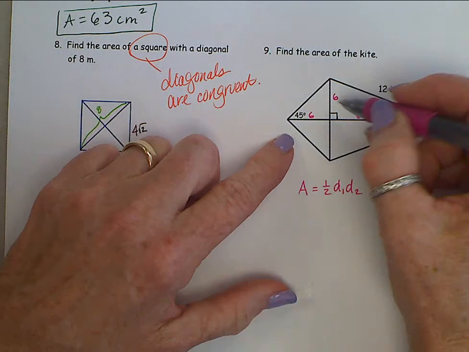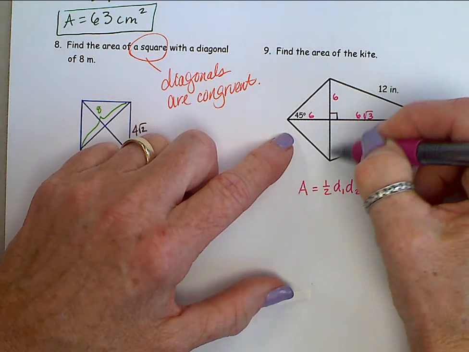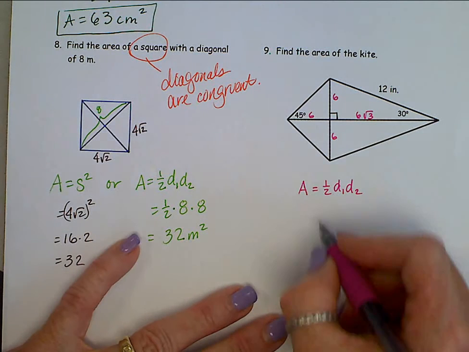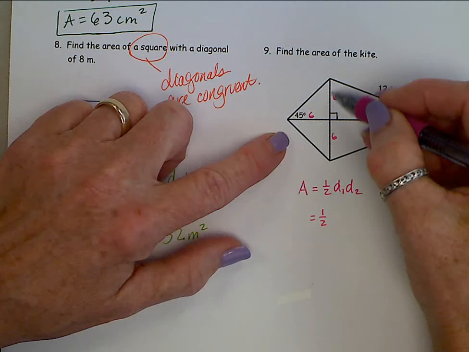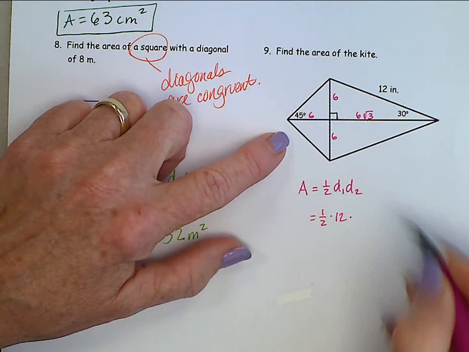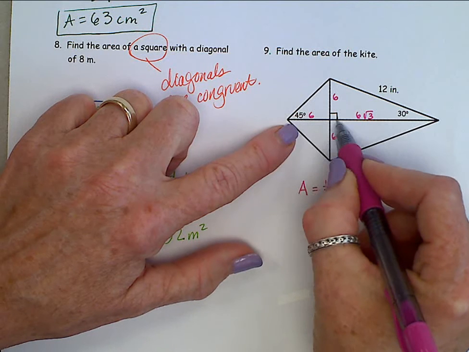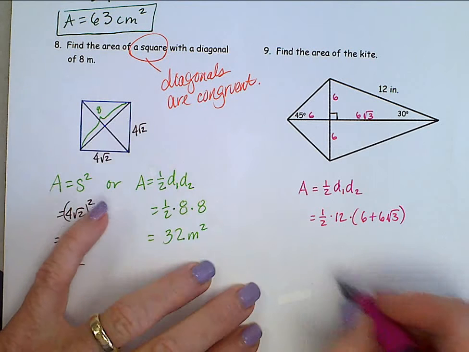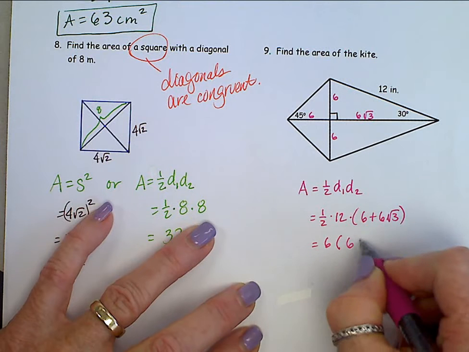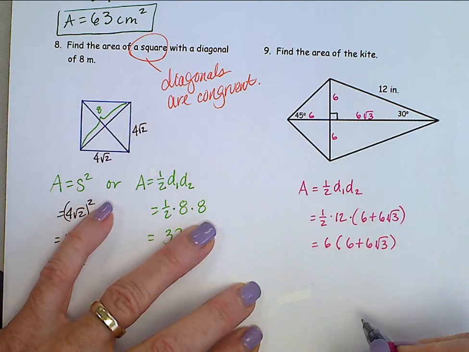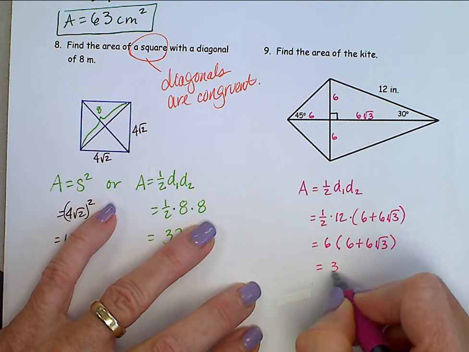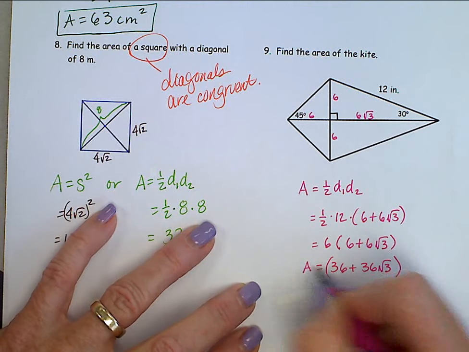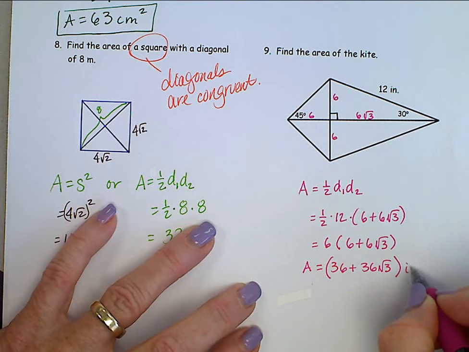And we know that this diagonal in a kite got bisected. So that's also 6. When we plug in then 1/2, one of the diagonals is 12. The other diagonal is 6 plus this piece 6 square root 3. And we will have 1/2 of 12 is 6 times 6 plus 6 square root 3. And then distributing that 6 through, that's 36 plus 36 square root 3. We do have units here. Put that whole answer in parentheses and then inches squared.